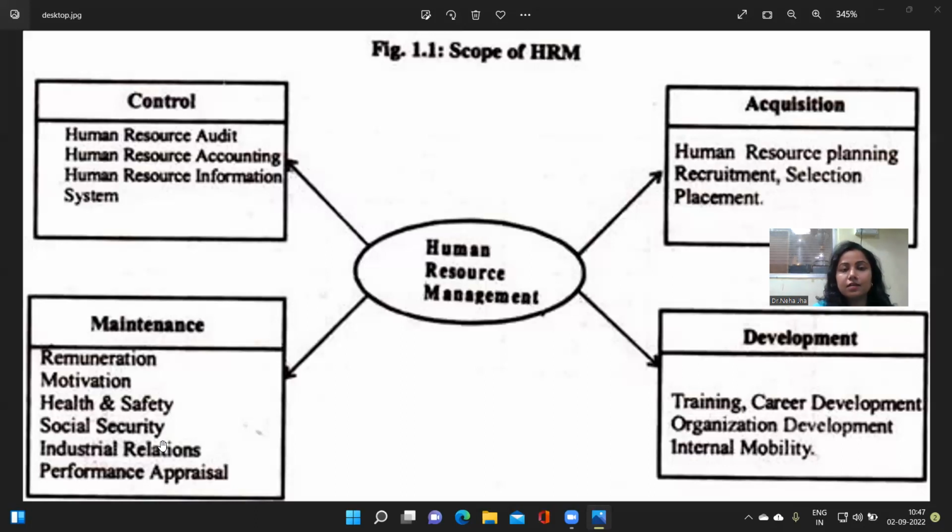Other than that, PF will also come under social security, because these benefits are given at the time of retirement. So old age is also one of the conditions where the employer gives social security, right? We will discuss all these things when we discuss the particular topic in the near future. Next one is industrial relation.